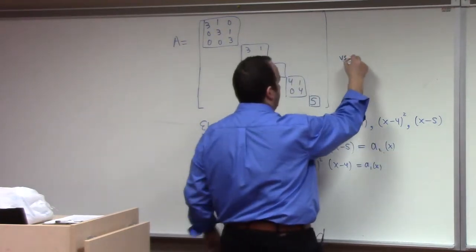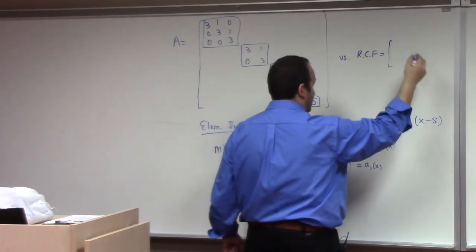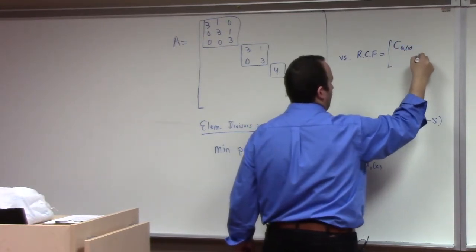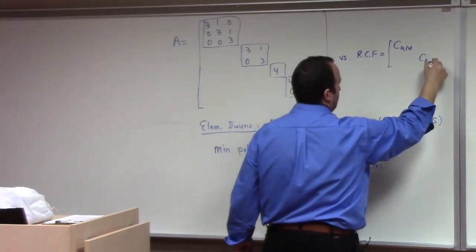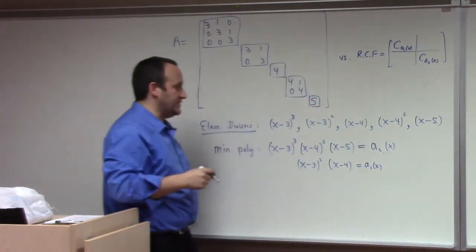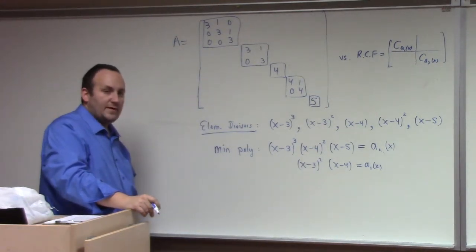The rational canonical form is what? It's got two blocks, the companion matrix of a1 of x, and then the companion matrix of a2 of x. That's the rational canonical form. It's just got these two big blocks. One is 6 by 6, the other one is 3 by 3. But there exist T cyclic bases.